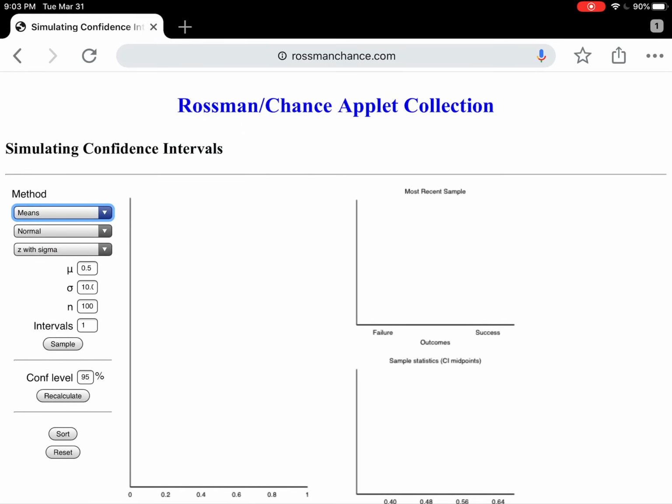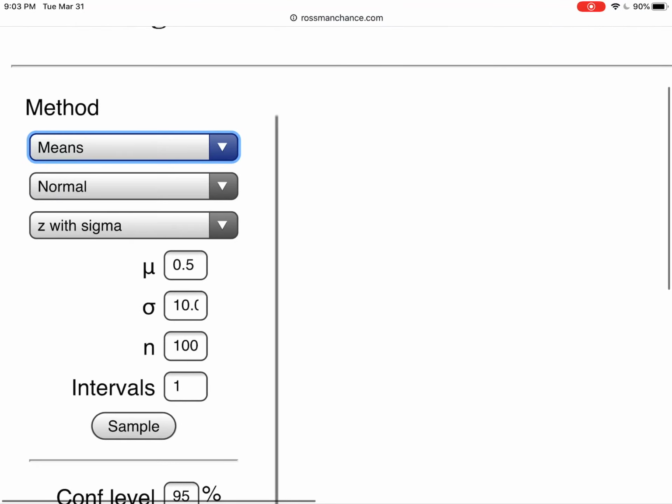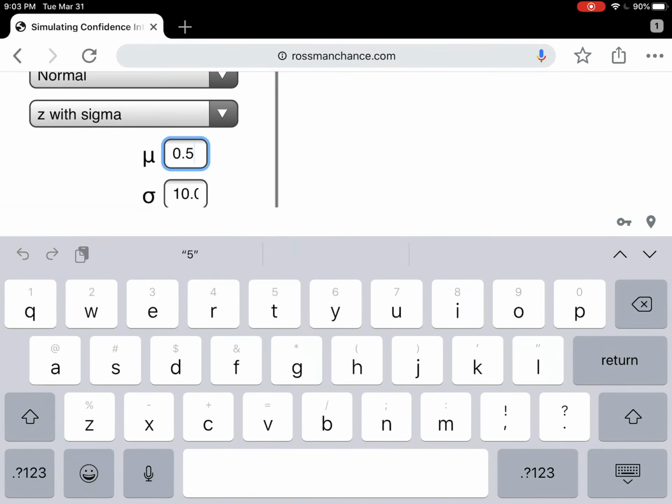I don't want to have a proportion interval. I'm going for the mean. We're just going to keep the first option as normal, and we're just showing the first part where you're going to use Z for your critical value, and we're using sigma.